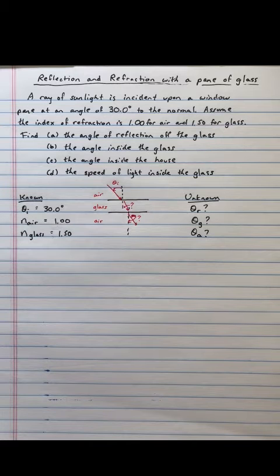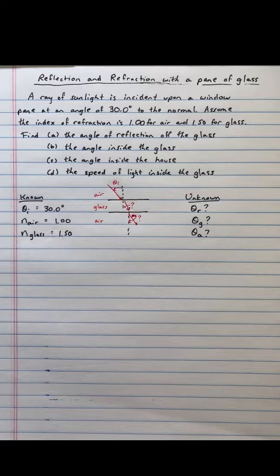Today we're taking a look at reflection and refraction. So, let's imagine we have a ray of sunlight that's coming through your window. The sunlight is hitting at an angle of 30 degrees to the normal. We'll talk about what we mean by that in just a moment. The index of refraction for air is approximately equal to 1. We'll just round off to 1 for simplicity's sake. And 1.50 for the glass itself of the window pane.